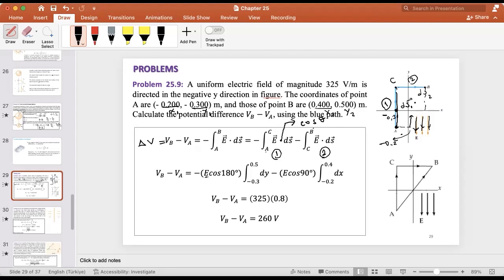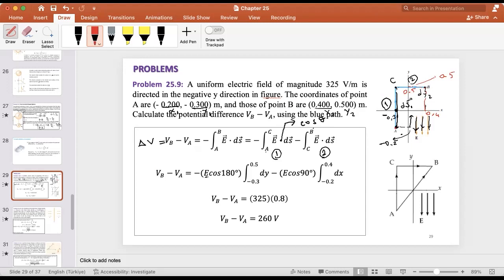Maybe I can show with a different color. Give me a second, I will change my color. Okay, so here, what's the x? X is 0.4 and y is 0.5. Maybe I can write here. This is 0.5, okay? I can write here, 0.5.